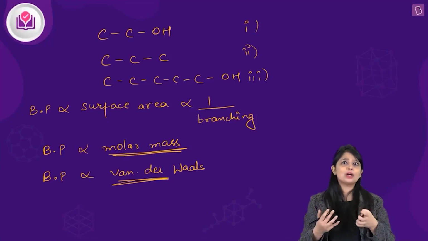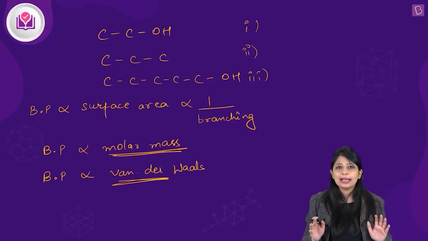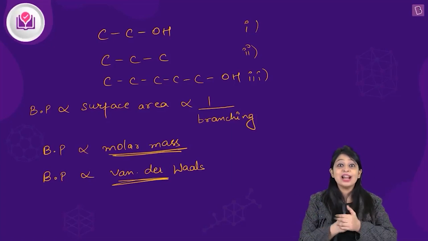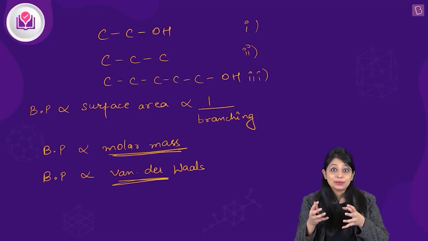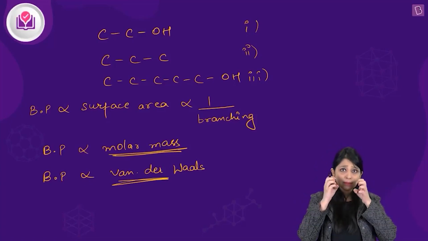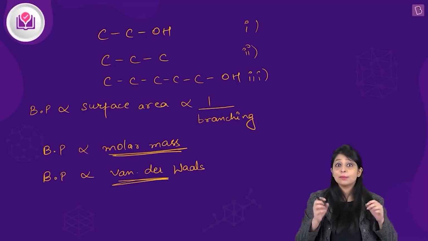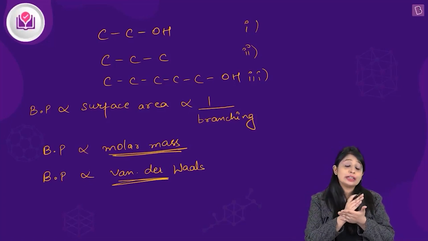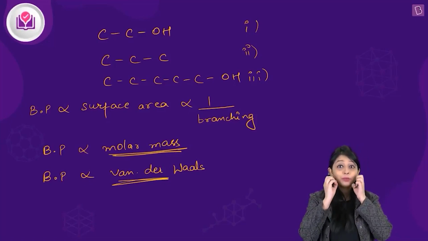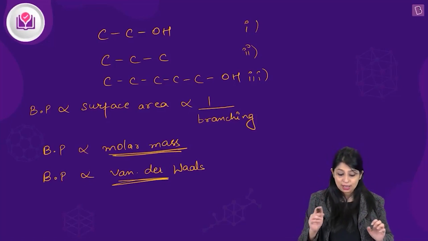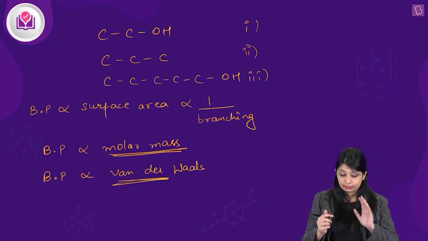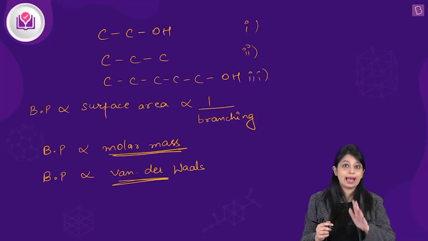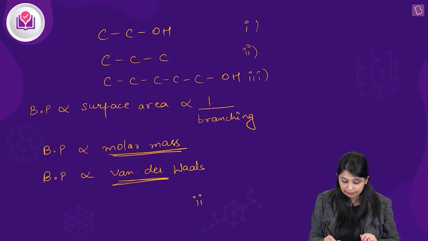Okay, so we know that alcohol is going to have a higher boiling point than alkane. Why? Because alcohol would have hydrogen bonding, and hydrogen bonding is what? It is the strong van der Waals forces. Okay, so alcohol is always going to have a higher boiling point than alkane, because more hydrogen bonding, more the intermolecular forces of attraction, more the heat that would be required to break those interactions. Okay, so we know that first and third will have a higher boiling point than second. So second would have the least boiling point.